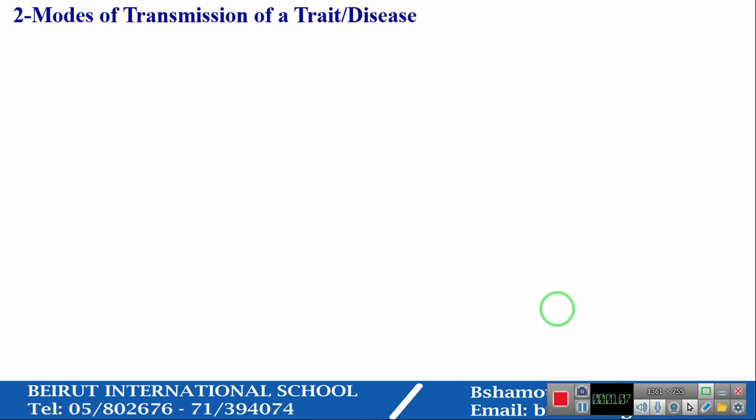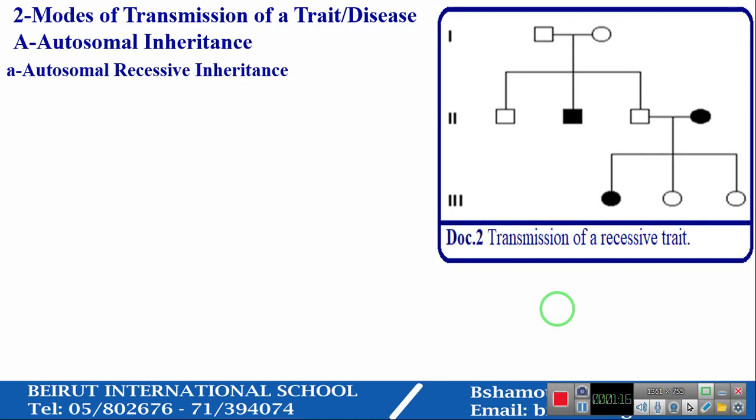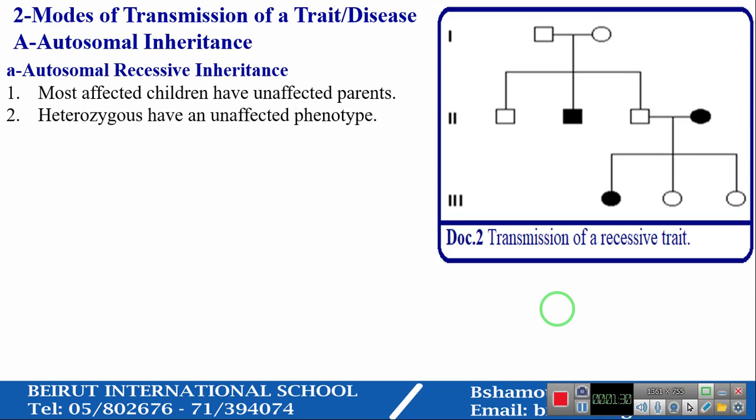Modes of transmission of a trait or a disease. First, we'll start with the autosomal inheritance, autosomal recessive inheritance. As you see in the adjacent pedigree, two phenotypically healthy parents gave birth to a diseased child, example 2-2. Then this means that the trait under study is recessive. In this case, most affected children have unaffected parents.